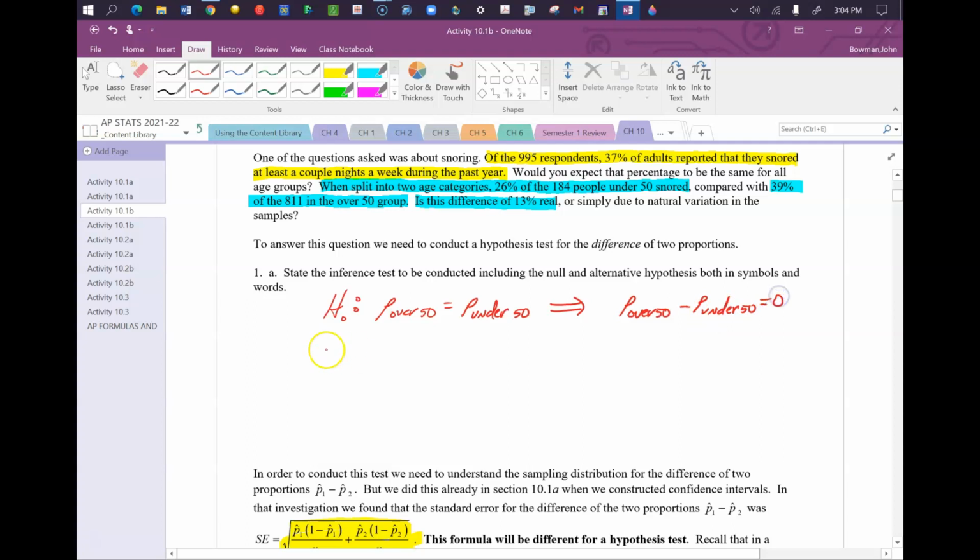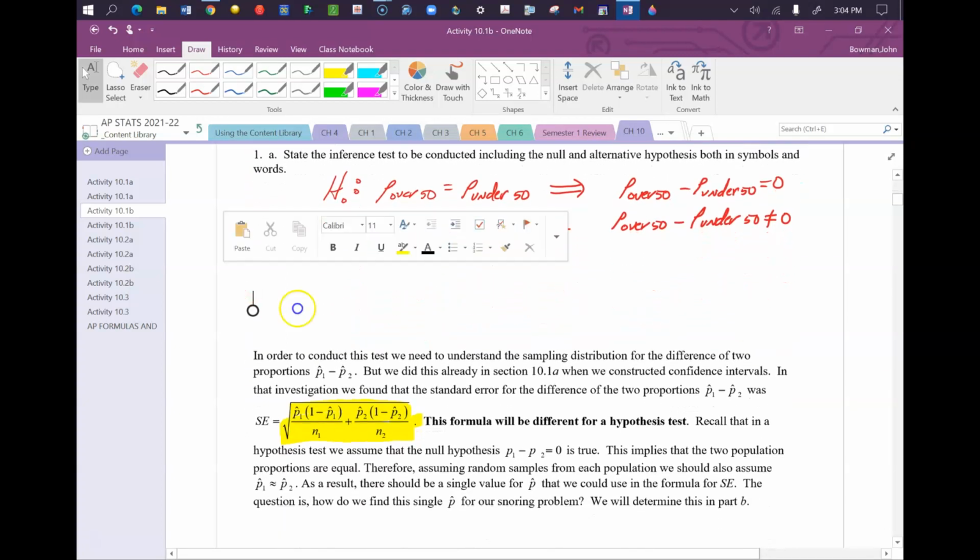is equal to 0. Our alternative, we want to know if there's a difference, not if one is greater than the other. So the proportion over 50 is not equal to the proportion under 50, which translates to the proportion over 50 minus the proportion under 50 is not equal to 0. And we could have taken this difference either way, over 50 minus under 50 like we did, or vice versa.